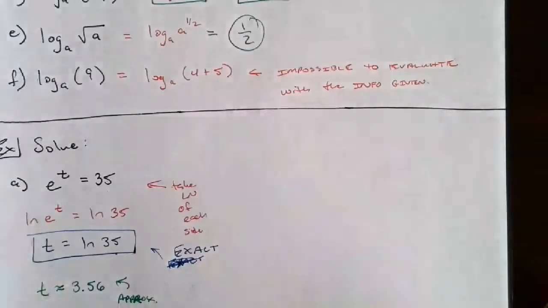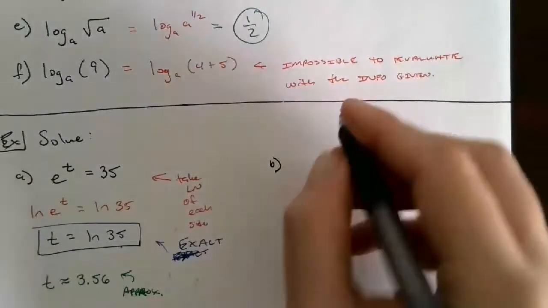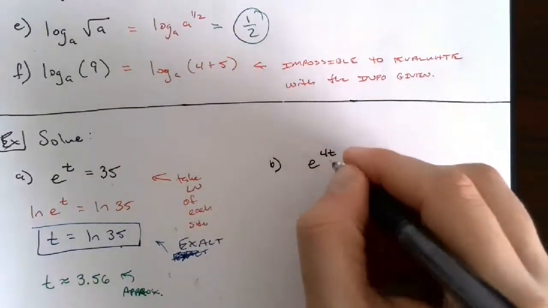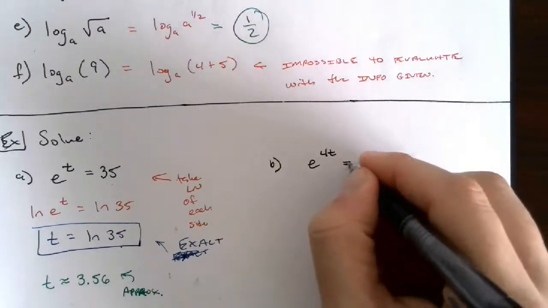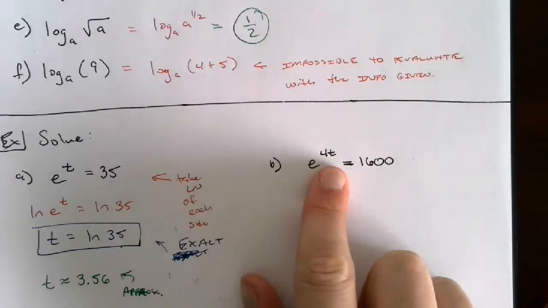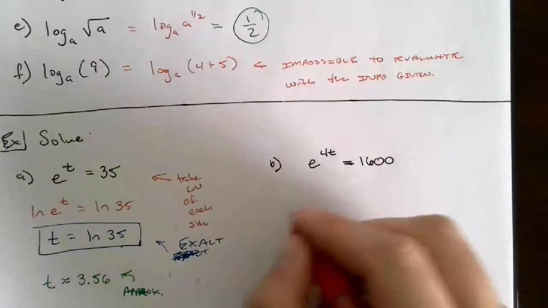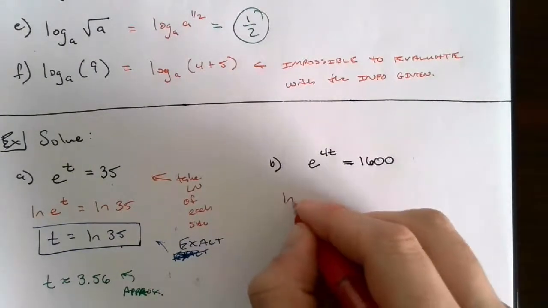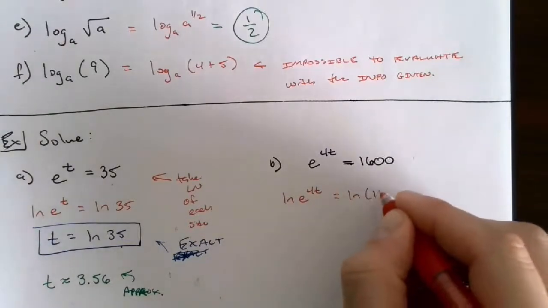Let's take a look at another one. If I said we're trying to solve e to the 4t equals 1600. In solving this, the first thing you should notice is that you have an exponential and you're trying to solve for t, trying to get that exponent out of there. I, again, would take the natural log of each side. So natural log of e to the 4t is equal to the natural log of 1600.